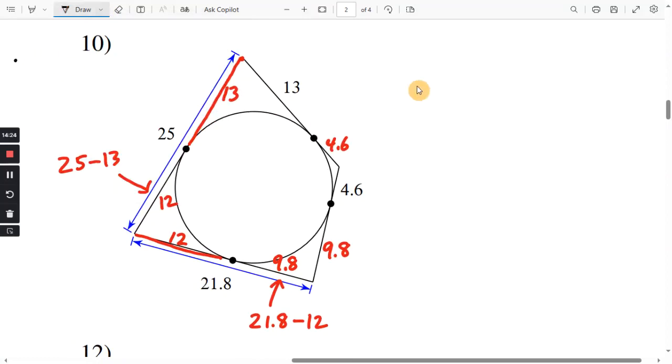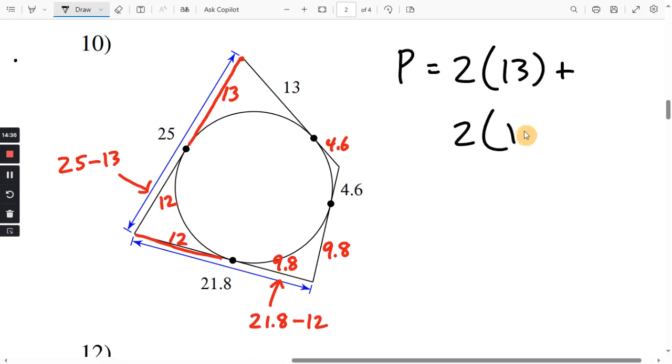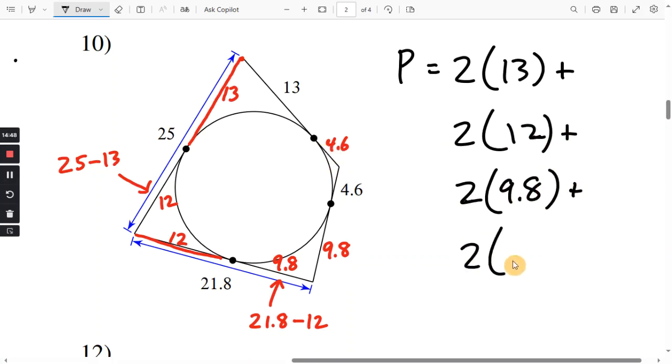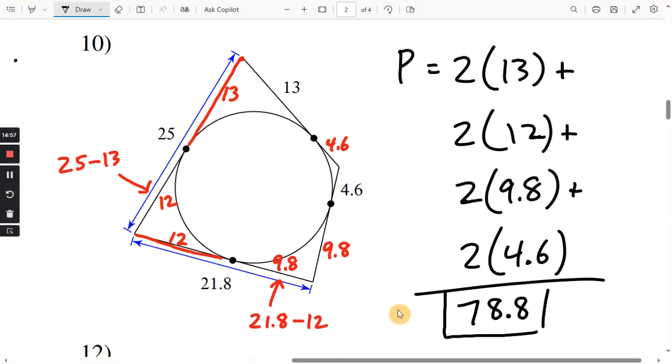All right, so we're going to multiply by 2 once again. We have 2 13s. We have 2 12s. We have 2 9.8s. And we have 2 4.6s. All right, let's go to the calculator. All right, I get 78.8. That is for my perimeter P.